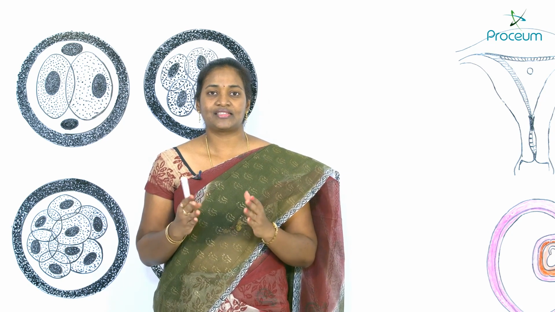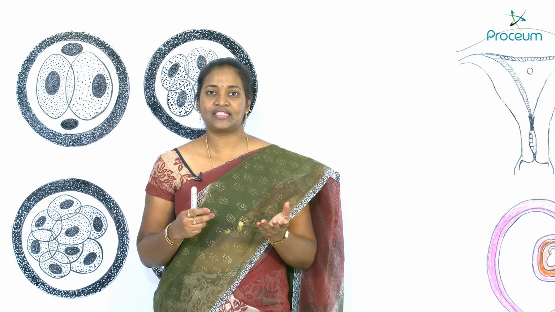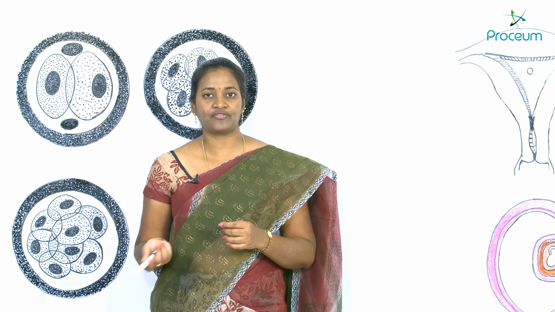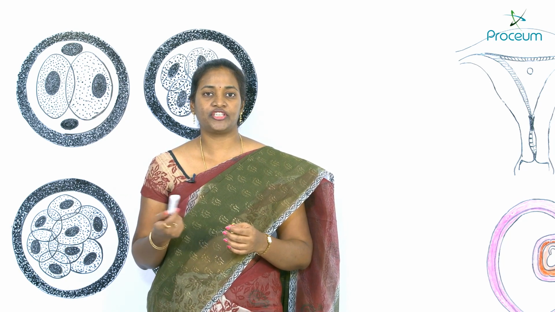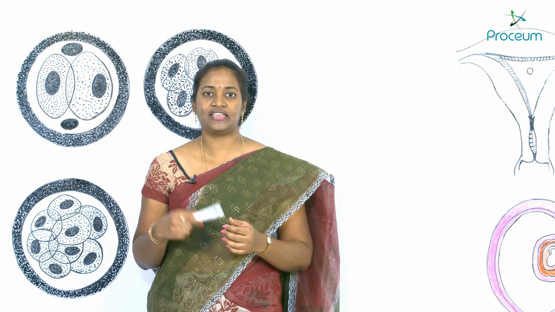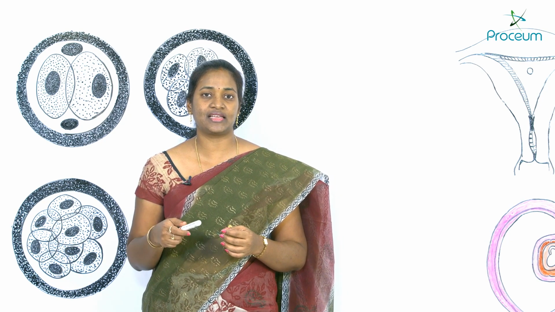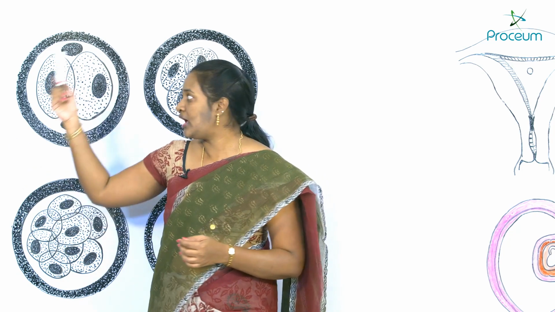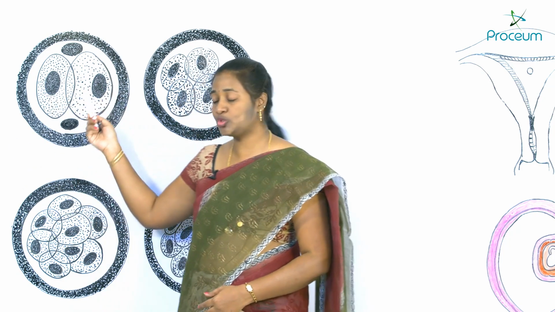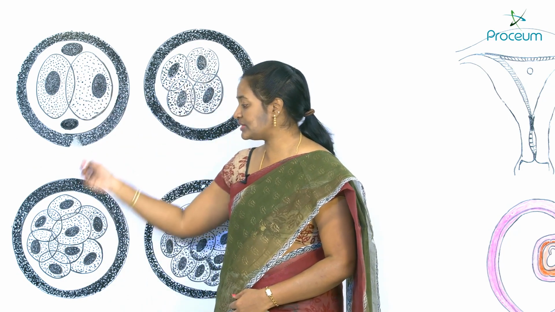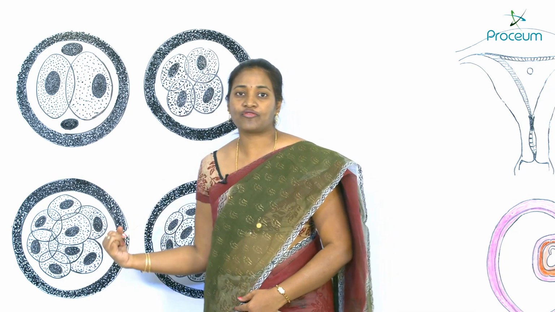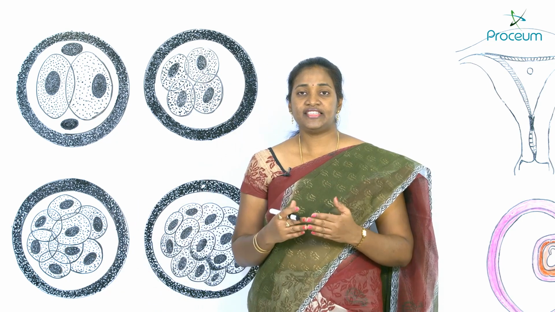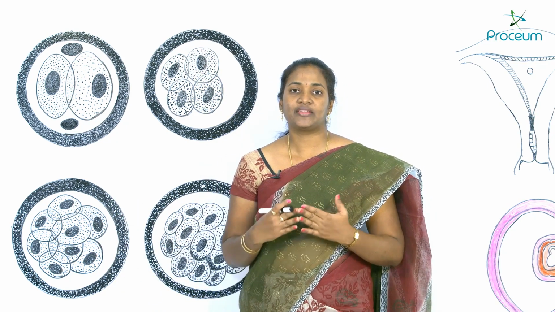Now the single cell zygote will divide into the 2 cell stage about 30 hours after the fertilization, and next it will become the 4 cell stage after 40 to 50 hours, 12 cell stage at 72 hours and 16 cell stage at 96 hours. As you can see in these pictures, this is the 2 cell stage, the 4 cell, the 16 cell. This is the stage of the morula. The 16 cell stage is described as a morula.